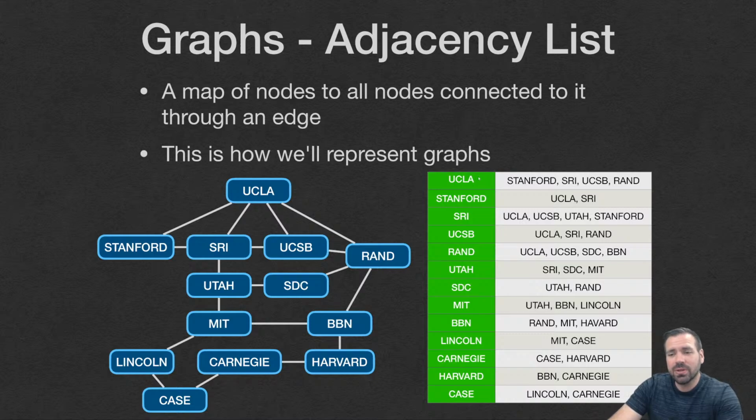So, what we're going to use is an adjacency list. With this, instead of tracking every single possible edge and saying whether it exists or not, instead we're going to say for each node, store a list of all of its neighbors. So for UCLA, I have a list of every neighbor of UCLA, where neighbor means that those nodes are connected via an edge. So UCLA has Stanford, SRI, UCSB, and RAND as neighbors. So if I look in my adjacency list and I say, hey, UCLA, who are your neighbors? We're going to get those 4 nodes as the neighbors of UCLA. And we do this for every single node. We keep track of all of its neighbors.